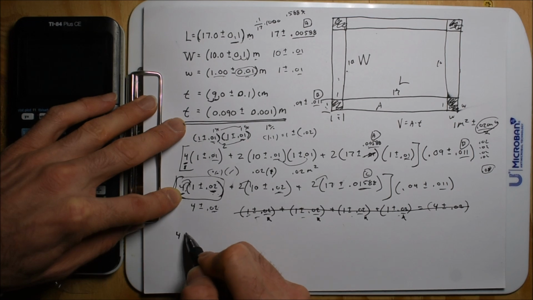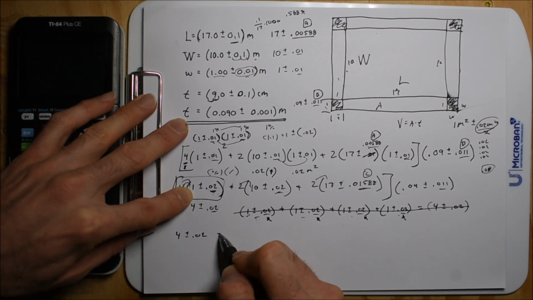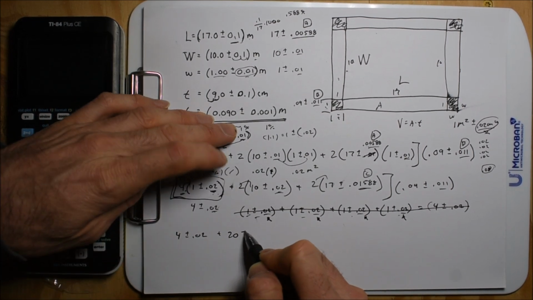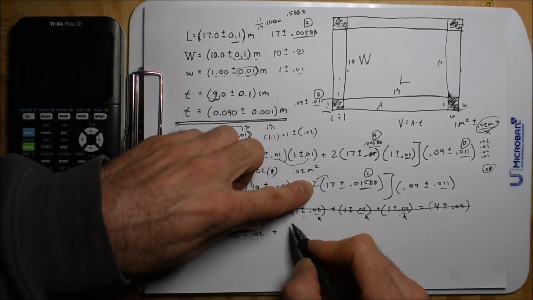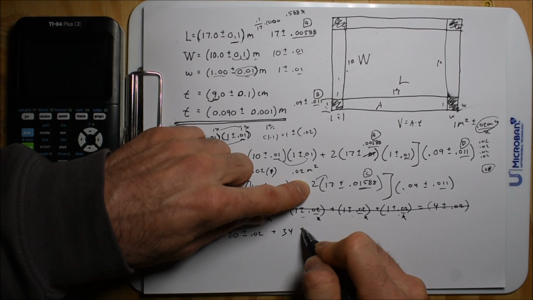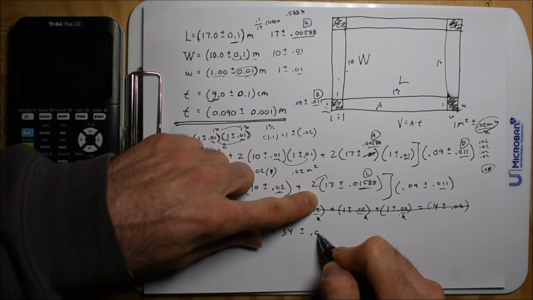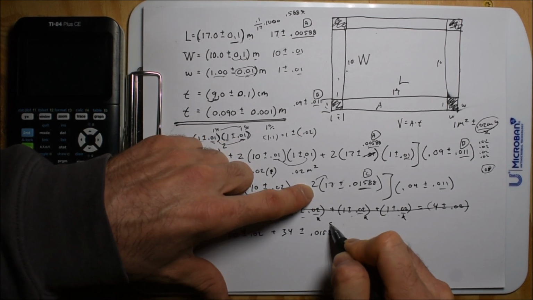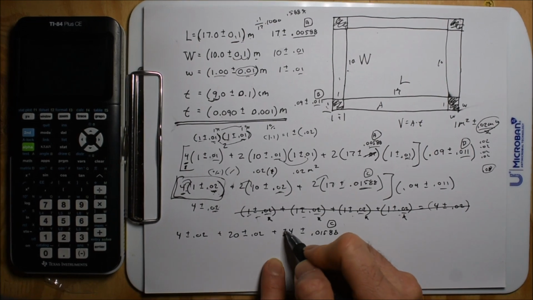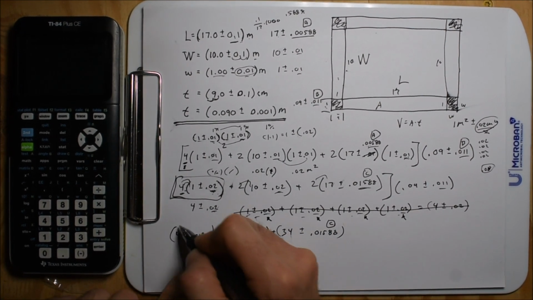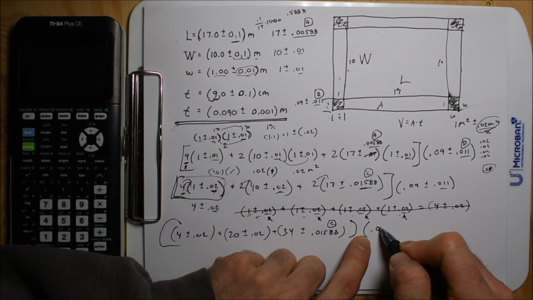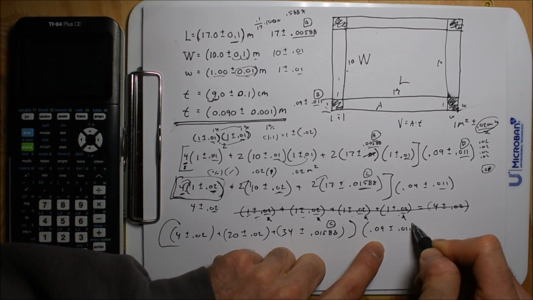So we got 4 plus or minus 0.02 plus 20 plus or minus 0.02 plus, 34 plus or minus 0.01588, and that's stored as alpha C. You know what I mean? So those like that. And then this whole thing multiplied by 0.09 plus or minus 0.011.